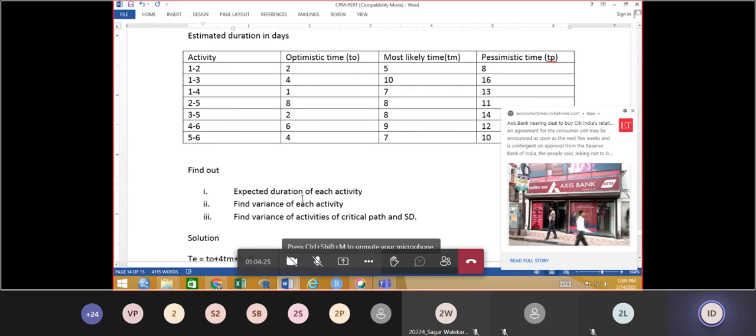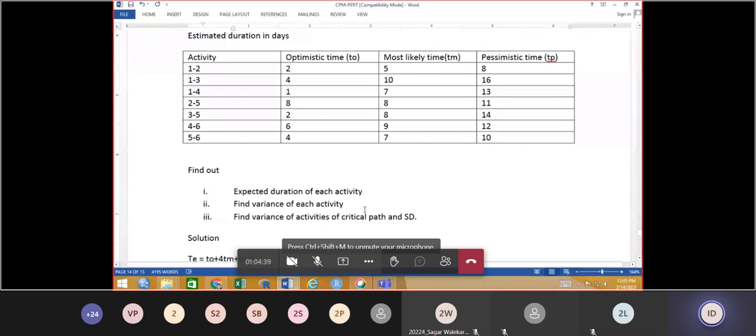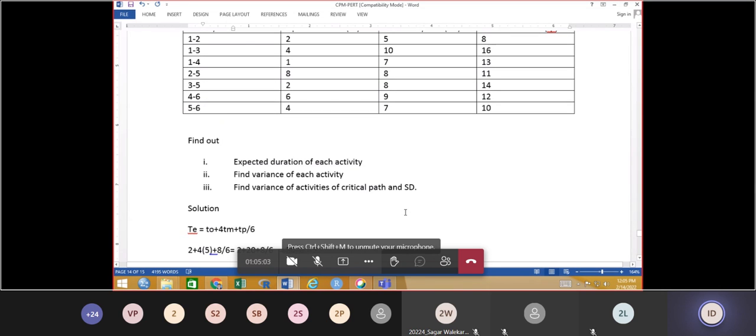what is to be found: the expected duration of each and every activity. Next, we have to find the variance of each activity. Just now we discussed the formula; simply we have to use it. Then find the variance of the activities on the critical path and the standard deviation. We have to decide the critical path. What is the critical path? The critical path is the longest path. Of that critical path we have to find the variance and standard deviation. Now, the solution.